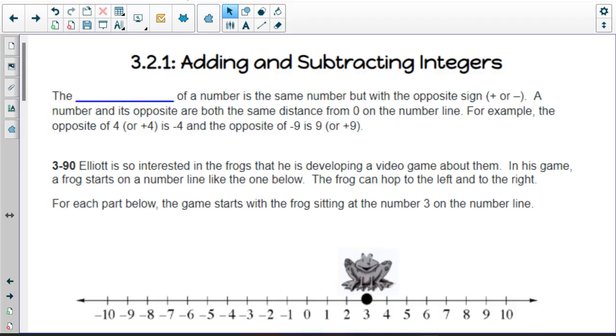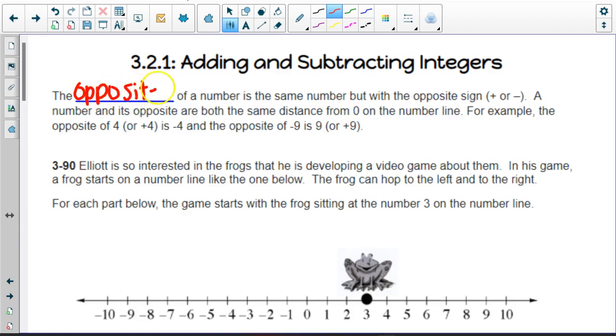So 3, 2, 1, we are going to be adding and subtracting integers. We're going to start off with some vocab. The opposite of a number is the same number, but with the opposite sign. So we're going to be looking at positive and negative numbers.